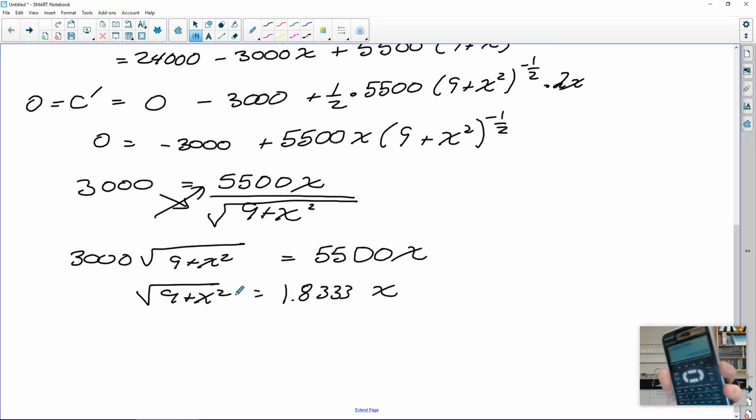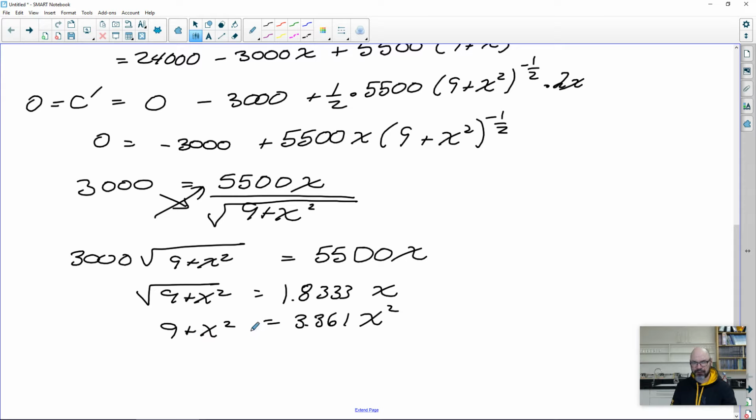Now we're going to square both sides. So take this number and square it. Okay, so I get 3.361. So this is going to be 3.361x squared, because I squared it. And when we square this, it eliminates the root sign. So it's 9 plus x squared. So now we're going to collect all the x squareds to the right side. So that means on the left side, we're going to have to subtract 1x squared from both sides.